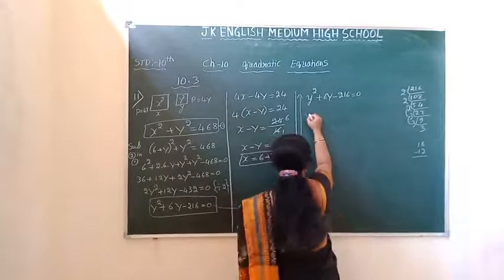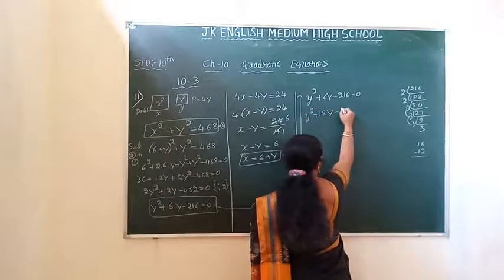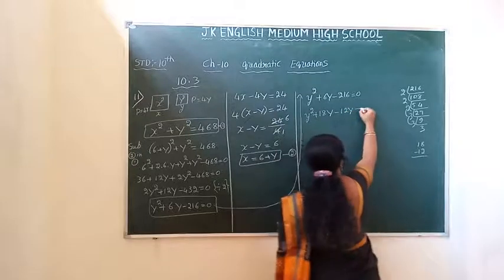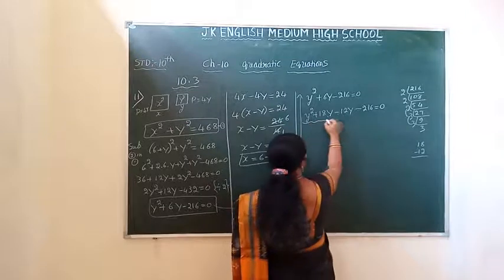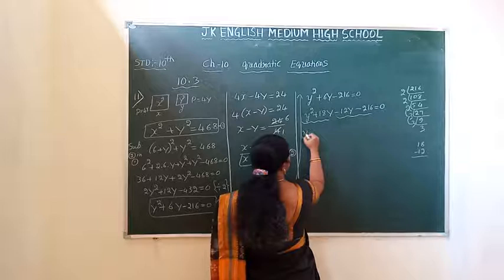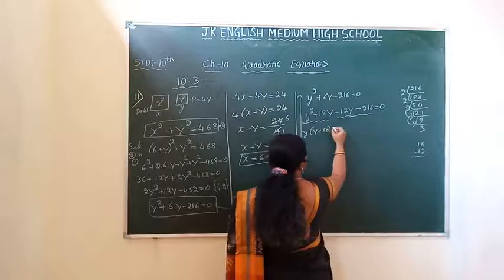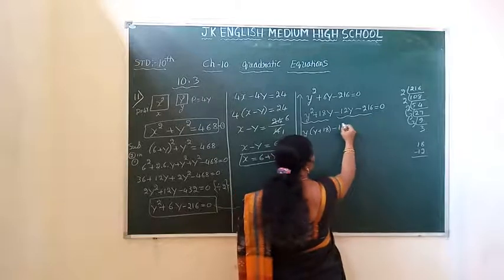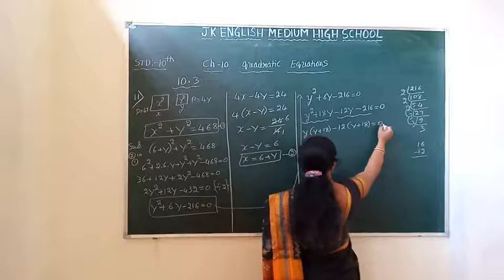So then y square. In that manner, I am going to split now. 18y minus 12y minus 216, this is equal to 0. In these two terms now, you take common. Here in these two terms, I can take common y plus 18. Here in these two terms, I can take common minus 12. Then y plus 18, this is equal to 0.